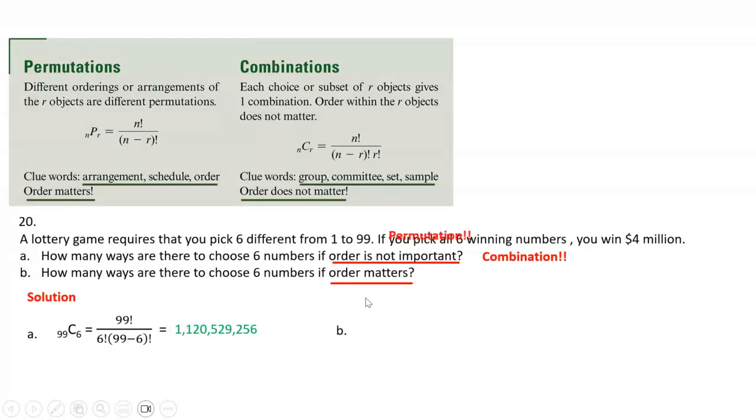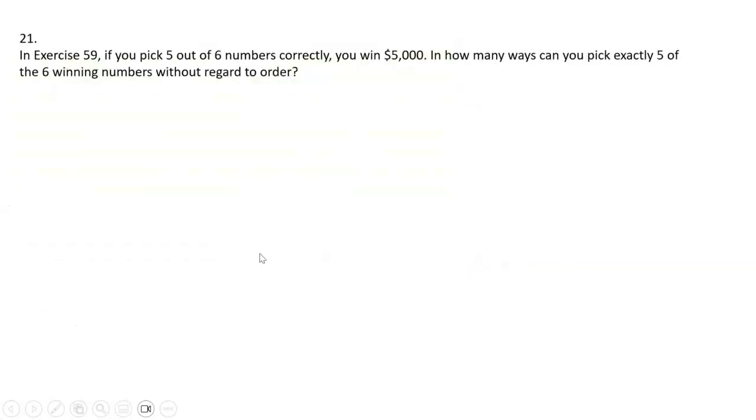For part B, it's going to be a permutation. Why? Because the order matters. It's going to be 99 permutation 6, right? And the answer will be 806,781,064,320. That's how we know what formula to use, right? If it's permutation or combination, and these are the clue words: arrangement, schedule, order for permutation, and for combination, group, committee, set, sample, which means order does not matter.